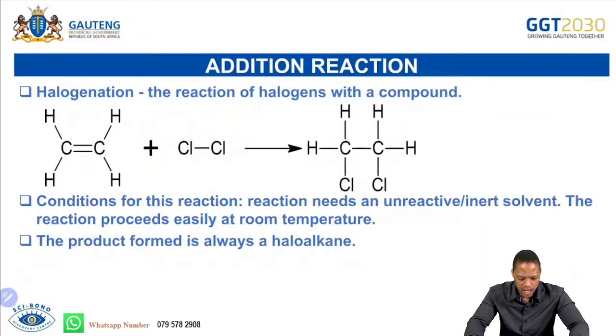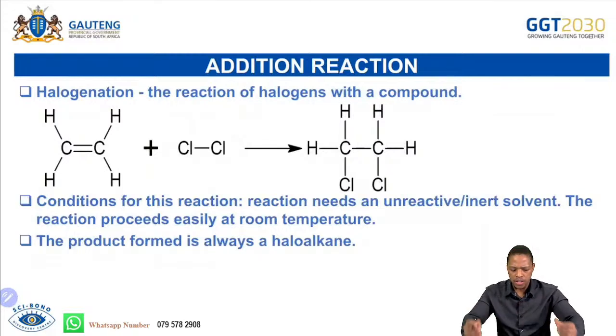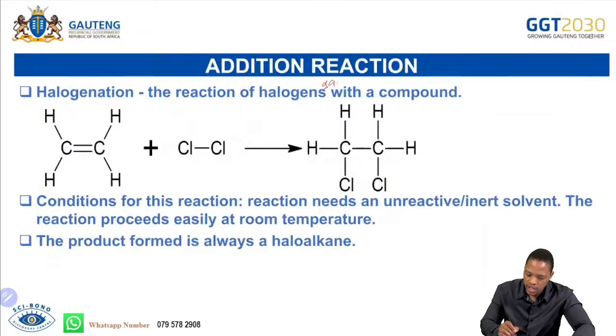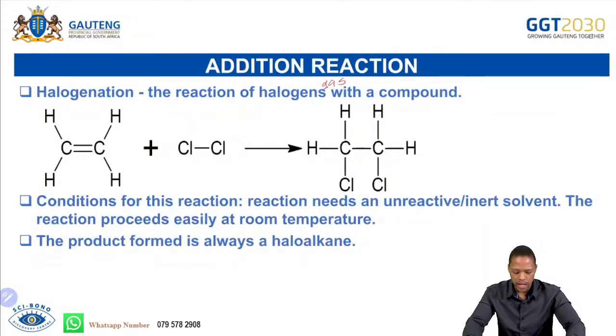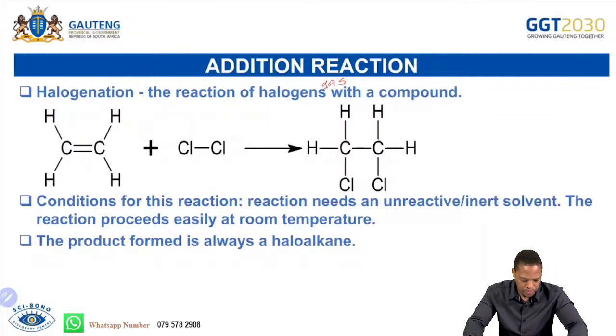Our next reaction that we are looking at is halogenation. Okay, as we have said, there should be a halogen. So it means we are reacting an alkene with a halogen, or a halogen gas specifically. It should be halogen gas because it's always going to be reacting with a halogen gas. So the reaction of halogen gas with a compound is halogenation, a type of addition reaction.